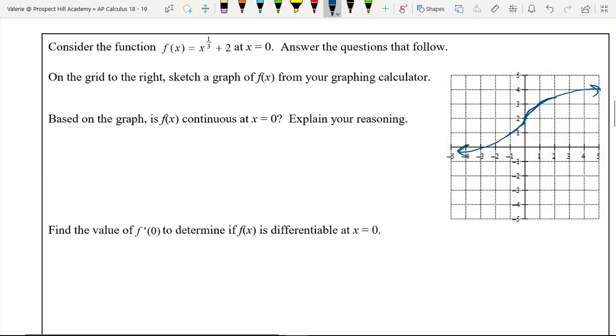All right. So at x equals 0, we know that to find continuity, we need to prove that it's defined. So f of 0 is defined.